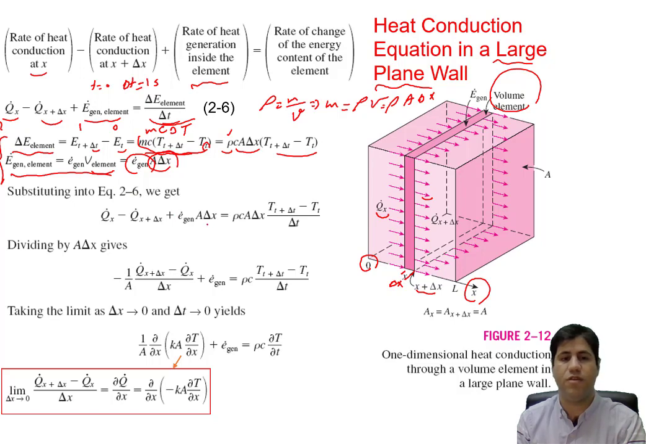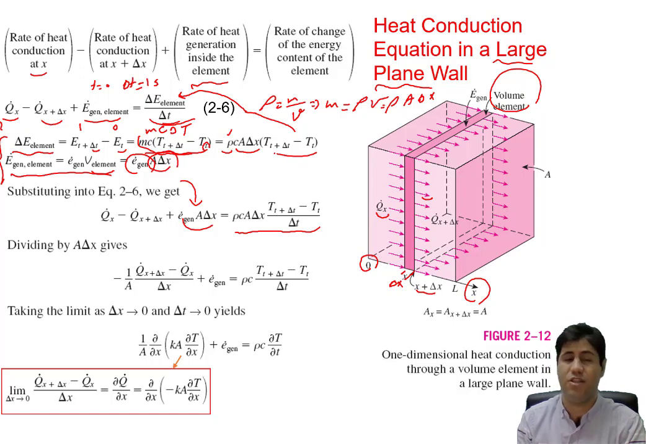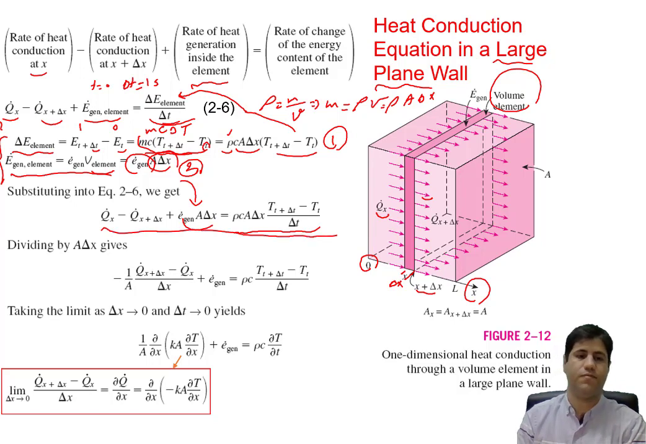We substitute this in this equation, where this is ΔE of the element that we have calculated here. Finally, our equation will be ρ c A Δx times T at t plus Δt minus T at t, divided by Δt. So we simply substitute equations 1 and 2 into equation 6, and we get this equation.